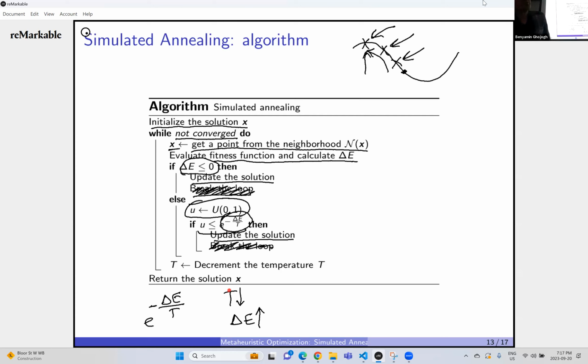The more we go in the algorithm, the less the temperature comes, so this probability goes down. Also, at every iteration, I calculate my delta E. If my neighbor is much worse than me, again, this probability goes down, even if t is large. Do you understand the effect of these two? So initially, it jumps a lot. Gradually, it doesn't jump much, to exploit.